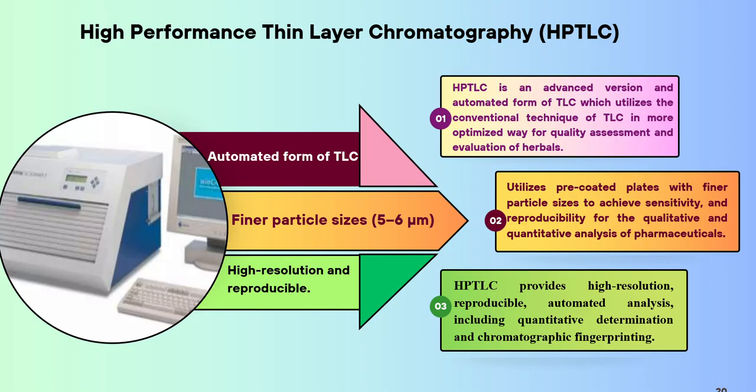High-performance thin-layer chromatography is the advanced and automated form of TLC, which uses pre-coated plates with finite particle size of about 5 to 6 micrometer to achieve sensitivity and reproducibility of the analysis of phytoconstituents. HPTLC also provides high resolution, reproducible and automated analysis.